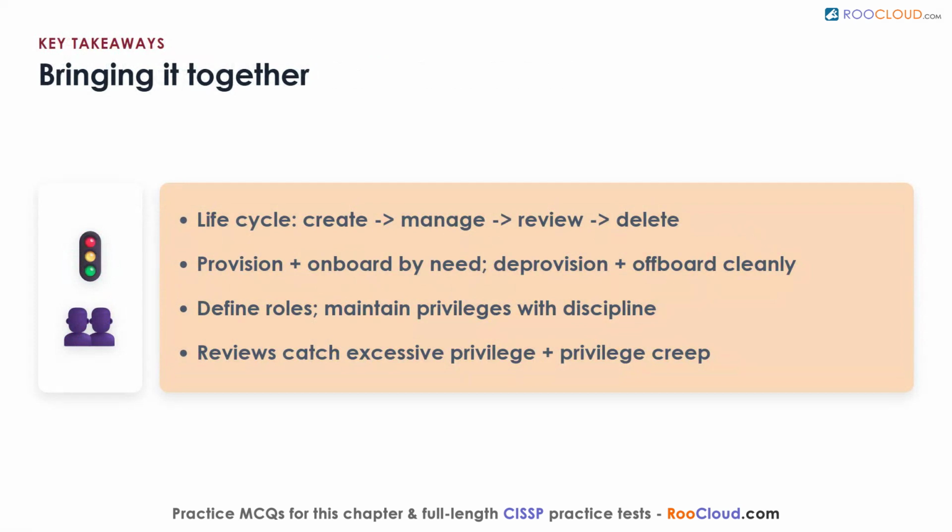So let's bring it together. The provisioning lifecycle runs from creating an account, through managing and reviewing it, to deleting it. You provision and onboard by proving identity and granting just the right access. And you deprovision and offboard by disabling accounts, recovering hardware, and cutting benefits. You define roles carefully, maintain privileges with discipline, and run access reviews to catch excessive privilege and privilege creep. Handle this life cycle well, and access stays aligned with need from a person's first day to their last.